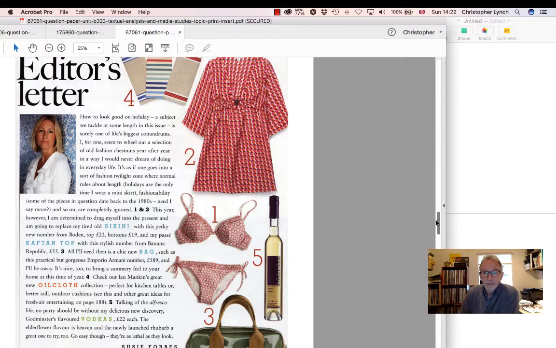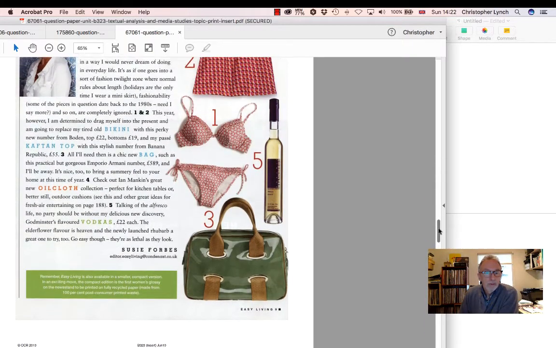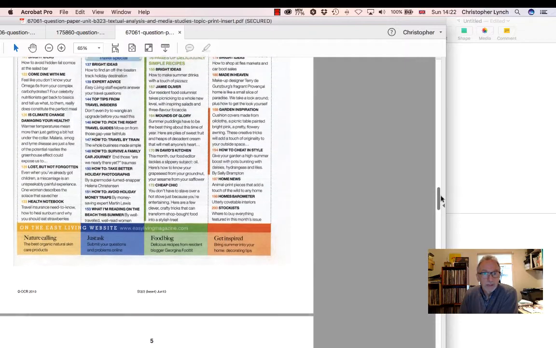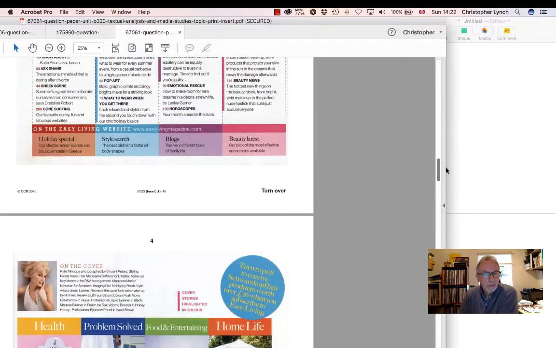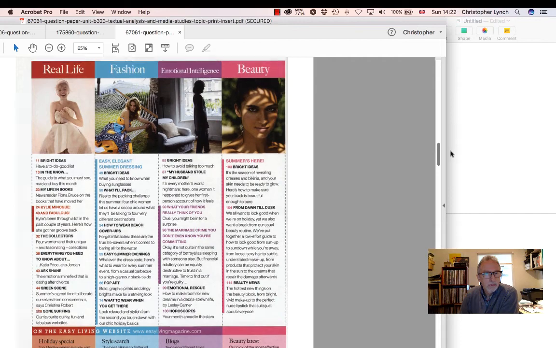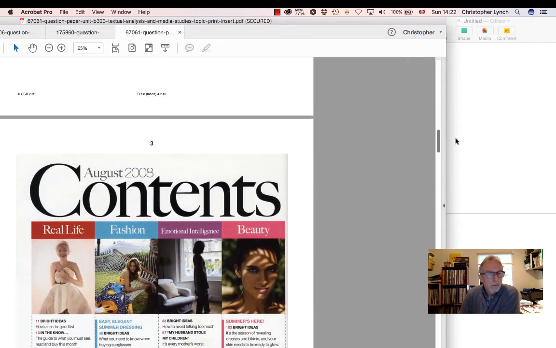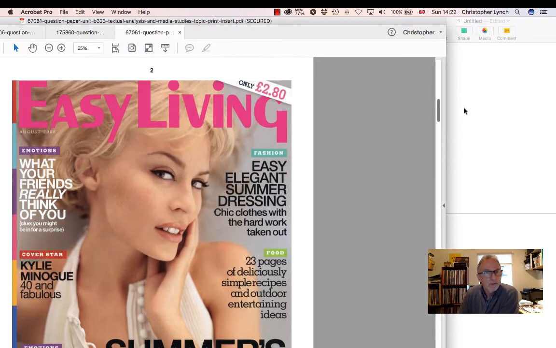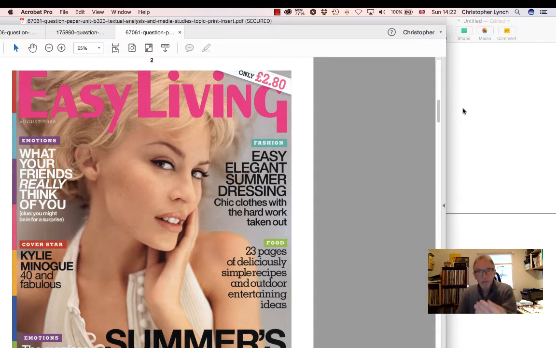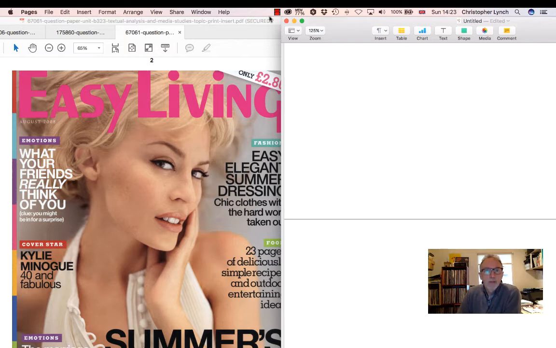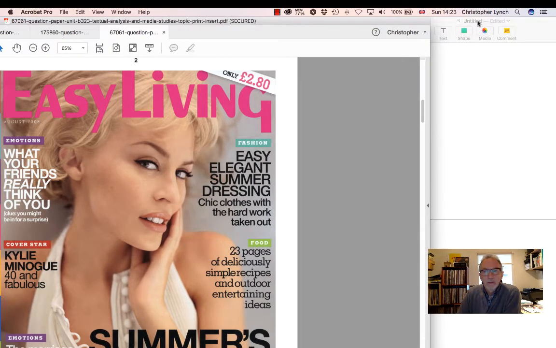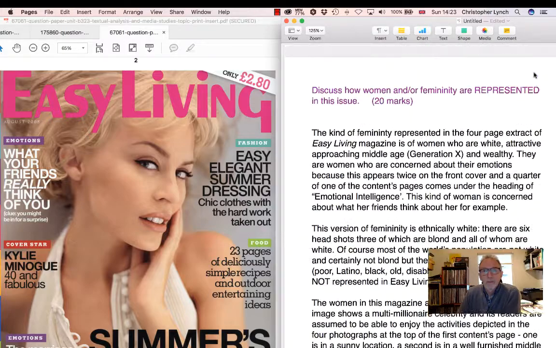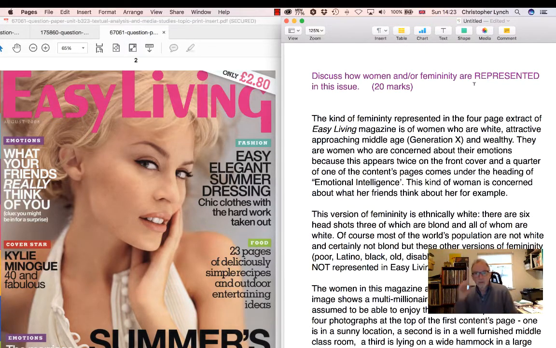So I've spent a few minutes looking closely at these 4 pages, and also considering the women who aren't visible here, either in the photographs or in the words which are being addressed to the readership. So here's my answer to the question. It goes like this. Discuss how women or femininity are represented in this issue.